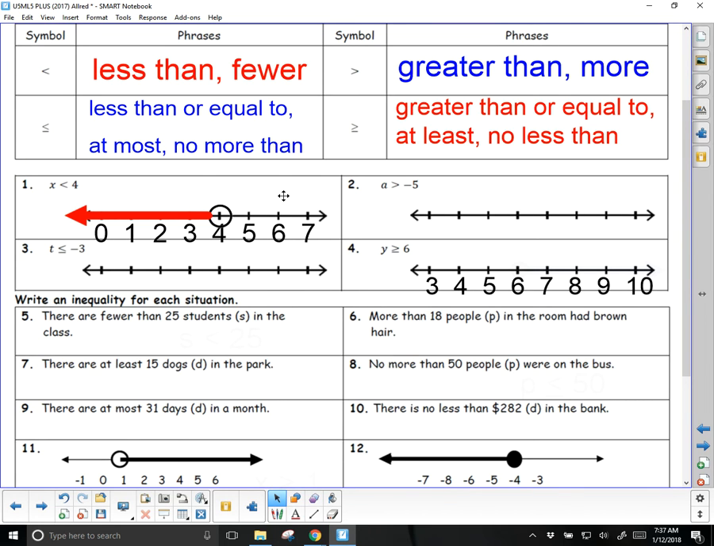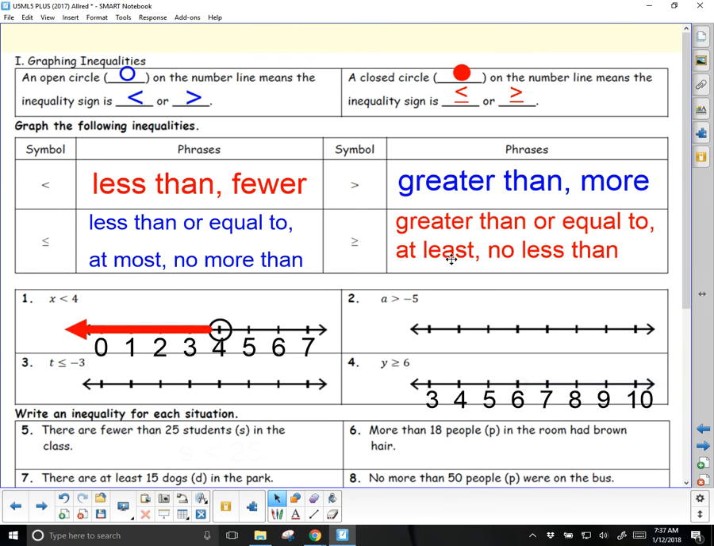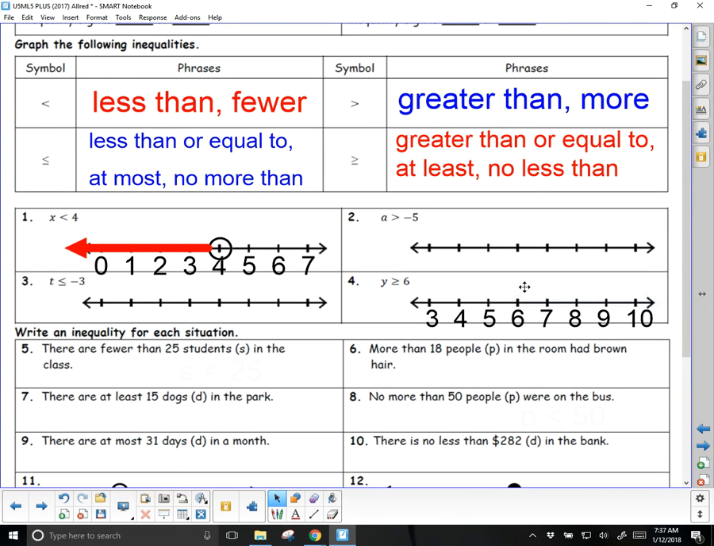If I wanted to say that y is greater than or equal to 6, remember for equal to's, I need a closed circle. So I would draw a closed circle at 6. And then since it's greater than or equal to, I'm going to draw my arrow to the right. I'm going to shade everything to the right. The word right starts with an R, and the word greater than has an R in it. That usually helps me to remember. But we're going to draw an arrow towards all the bigger numbers. So a closed circle with an arrow towards the bigger numbers.